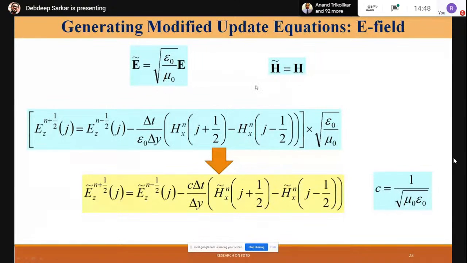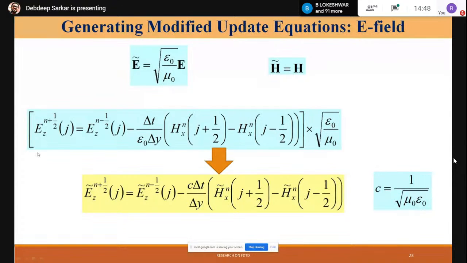So how to do that? I have derived all the steps so that you don't have to jump any step at any point. So this is the starting point. What we do is, as I mentioned, I want to normalize the electric field. So the steps are, I multiply both sides of the equations by this epsilon upon mu naught.